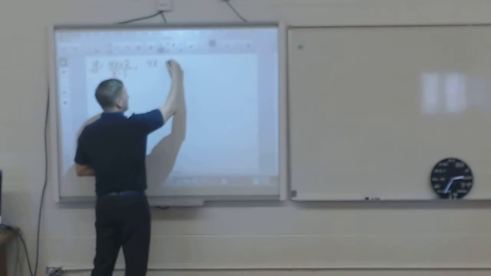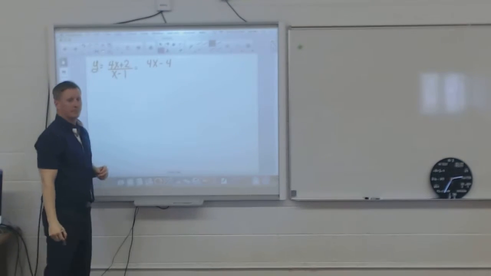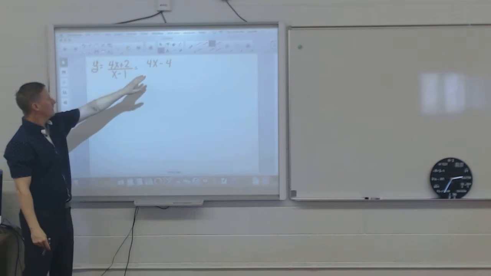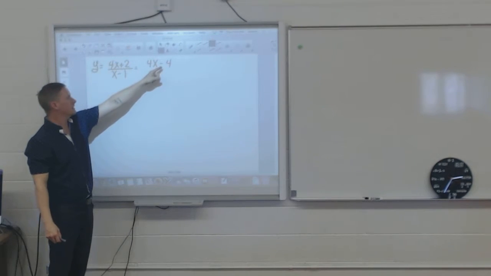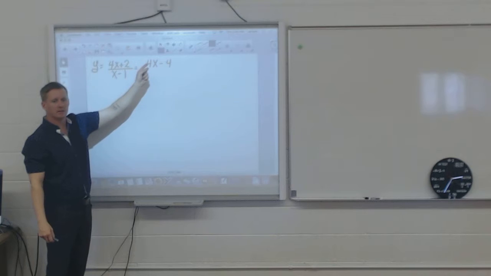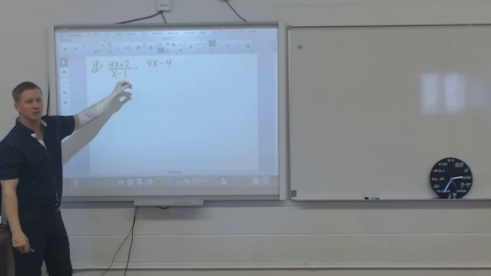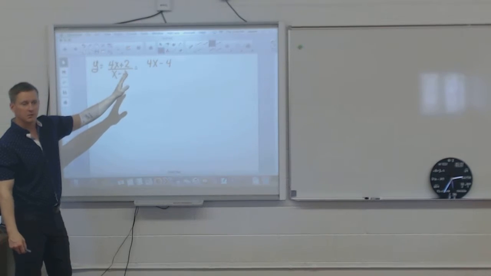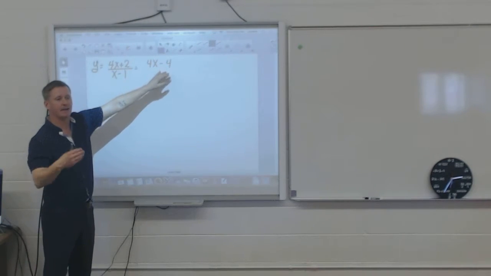So I'm going to make this negative 4. Alright, just leave your pens for a second. So what I'm doing here is I'm going to put brackets around this, and when I factor a 4 out, it's going to leave me with x minus 1 so I can cancel them. You follow? So what I'm doing is I'm adding a negative 4 to this to start with.